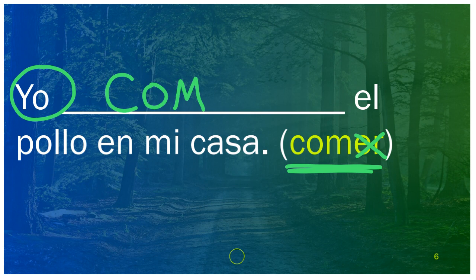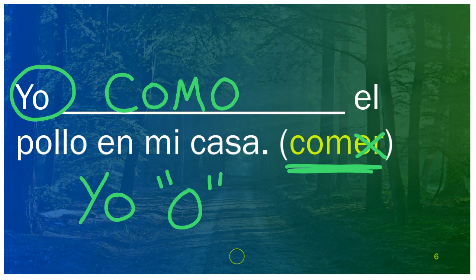And then we're going to look at our subject, and our subject is yo, which is I. And we're going to remember that whenever we have the subject yo, for all of our regular ER verbs, we're always going to add an O to the end. So we're going to go ahead and add the O, and now we're finished. We've done our 3 steps. Yo como el pollo en mi casa. I eat the chicken in my house.